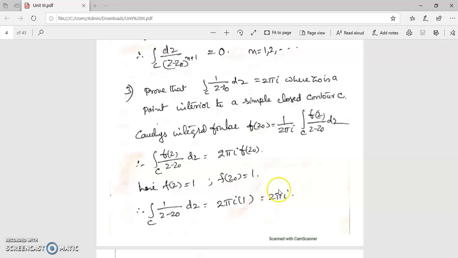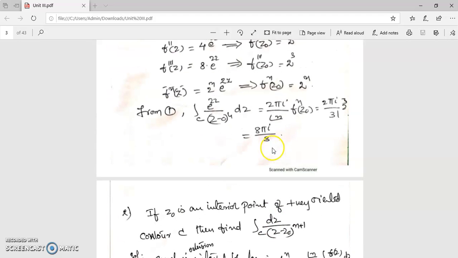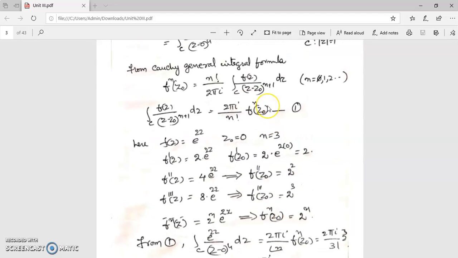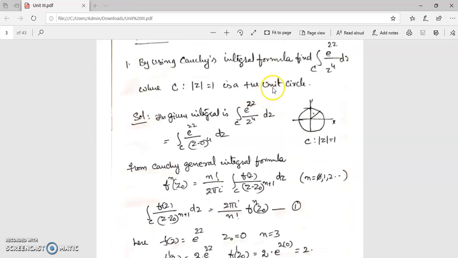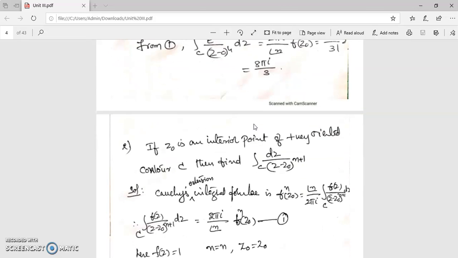F of z naught is equal to what? That is 2 pi I. Note that here for n greater than or equal to 1, this integration becomes 0. So here we have found that for n greater than or equal to 1, this integration is 0.